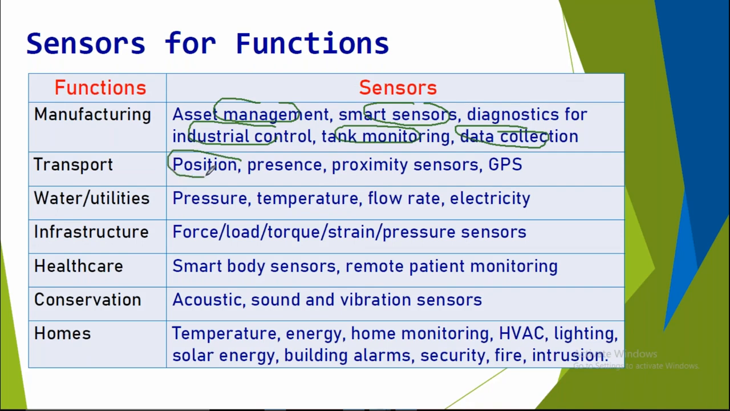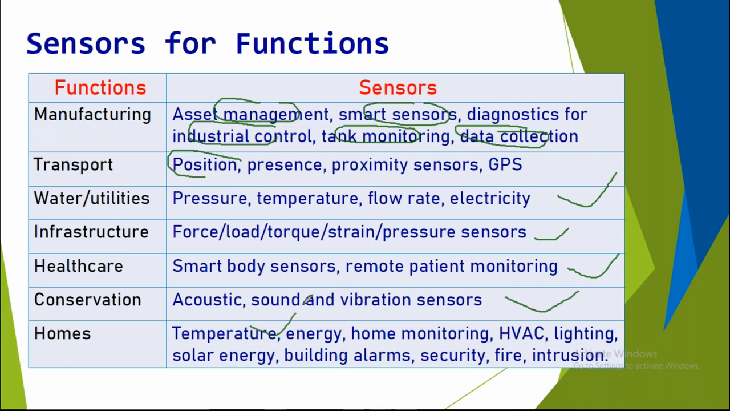Then for transport: position sensor, presence and proximity sensors. GPS also acts as a sensor, tracking the location and directing you to reach the destination. From the water and utilities point of view: pressure, temperature, flow rate, electricity sensors. Then infrastructure: force, load, torque, strain, pressure sensors. Healthcare: smart body sensors, remote patient monitoring, temperature sensor, BP and heart rate sensors. Conservation: acoustic, sound and vibration sensors.